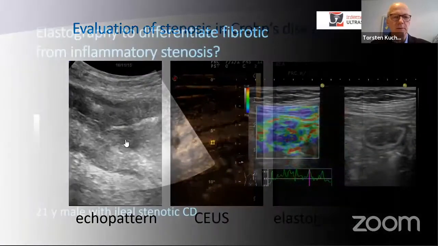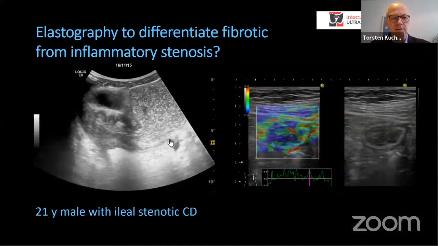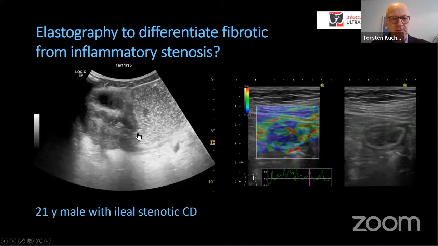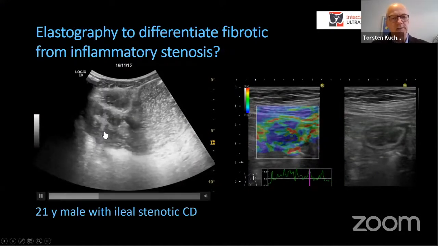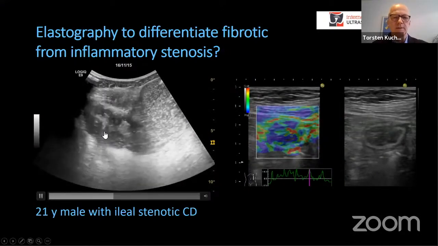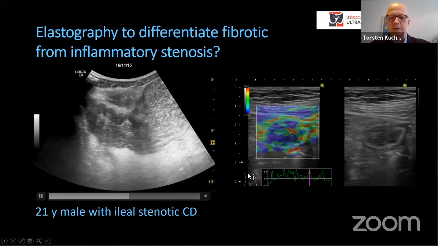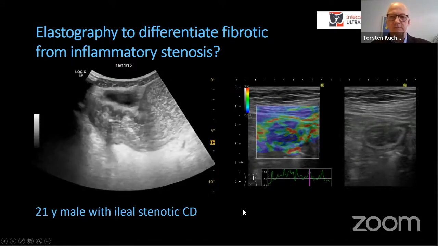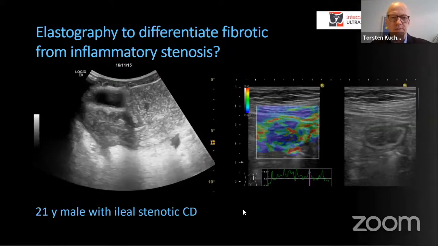As we did here in this 21-year-old male, as you can see here, pre-stenotic dilatation. This is a stenosis here. If you look at the echo pattern, it's more hypoechoic, so appearing more fibrostenotic, which is confirmed here by using elastography in this patient.